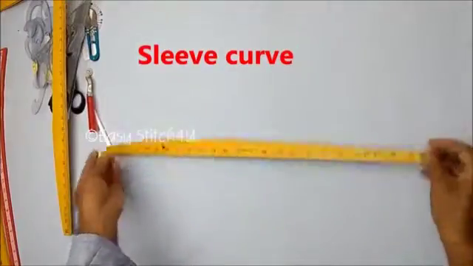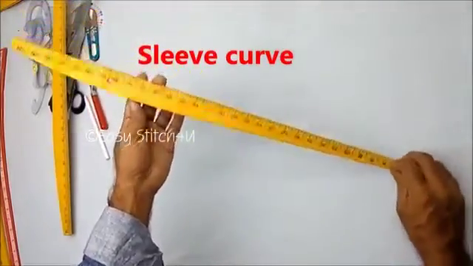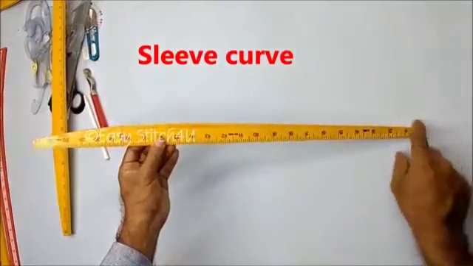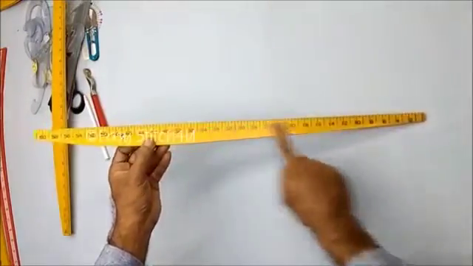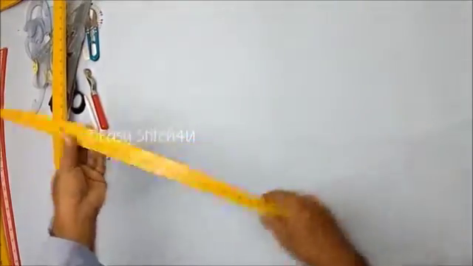This is a sleeve curve. The last one we used was to create an armhole, not to create the curve of the sleeve so that it fits well to your arm. We use a sleeve curve.